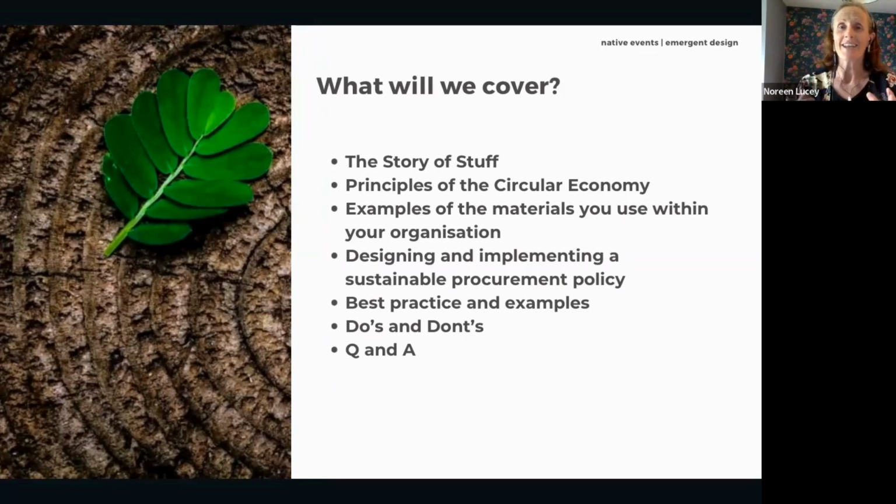Again, as with every webinar, we have many different organizations attending. Some of you will have very common materials that you all use, and other organizations will of course have different materials. So we'll take an example of a number of different types of organizations and look at the materials that you're using and purchasing. We'll go through the process of designing and implementing a sustainable procurement policy.